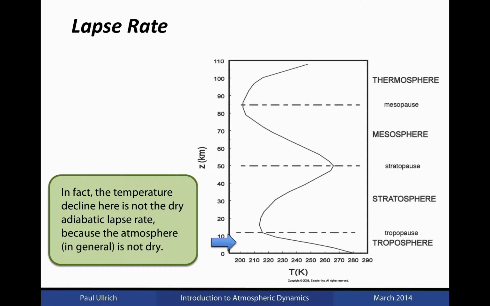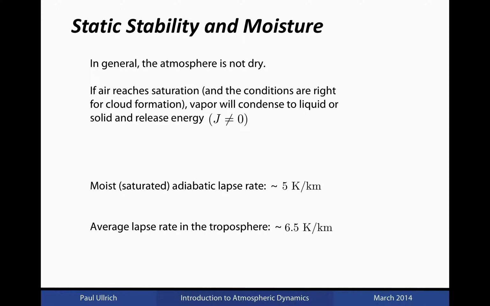Okay. So as mentioned earlier, the change in temperature through the troposphere is given by the vertical lapse rate. In the troposphere, it's not the dry adiabatic lapse rate that governs this linear profile because in general the atmosphere is not dry. If air reaches saturation, so for instance if conditions are right for cloud formation, then condensation will form, and this transition from vapor to liquid phase will end up releasing energy. Consequently, whenever condensation occurs, this will provide a source of heating for the fluid parcel.